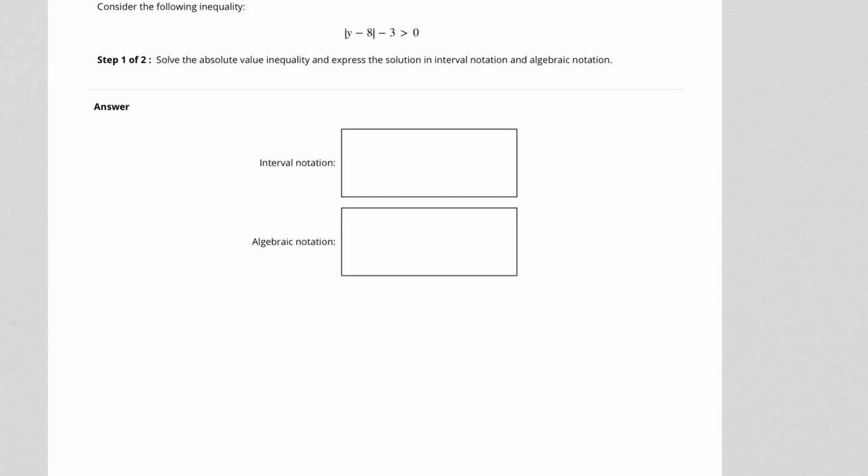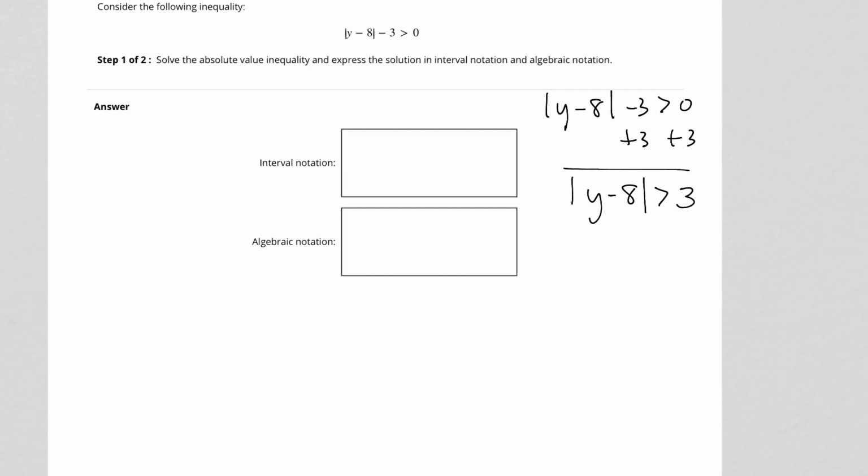We're going to solve the value for the inequality and express the solution in interval notation and algebraic notation. So we have the absolute value of y minus 8 minus 3 greater than 0. Our first step is to put it in standard notation. So I'm going to have to add the 3 to both sides. That ends up giving me the absolute value of y minus 8 is greater than 3.